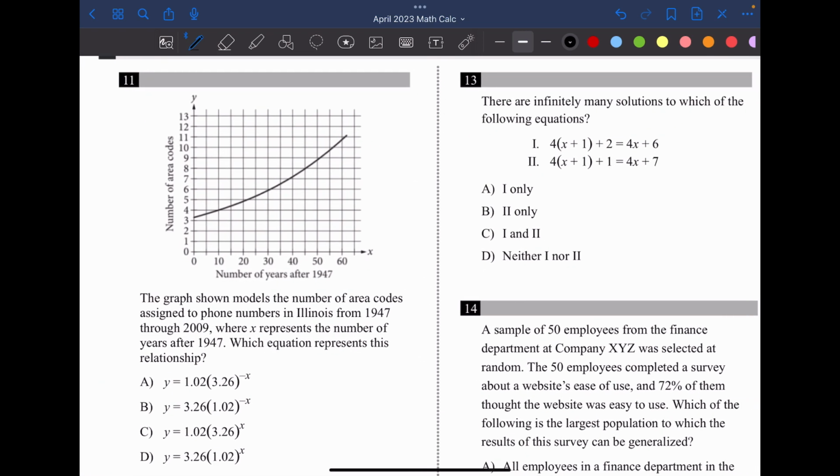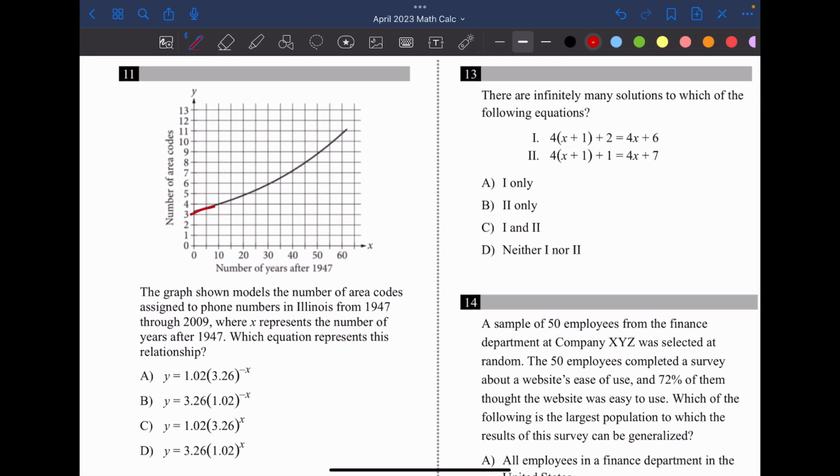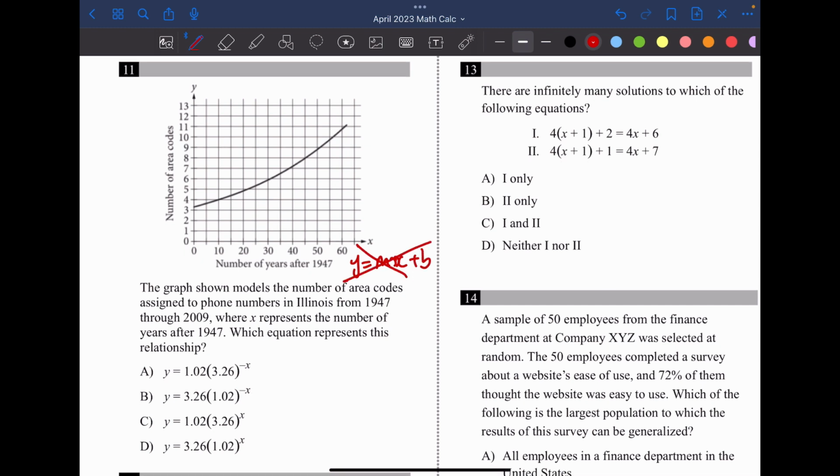Okay, so first, this is an exponential graph, so it's not linear. We cannot follow y is equal to mx plus b. This would be wrong because y is equal to mx plus b is only for linear graphs. So this is wrong to use. After that, we have to figure out some other way of finding the answer for this.